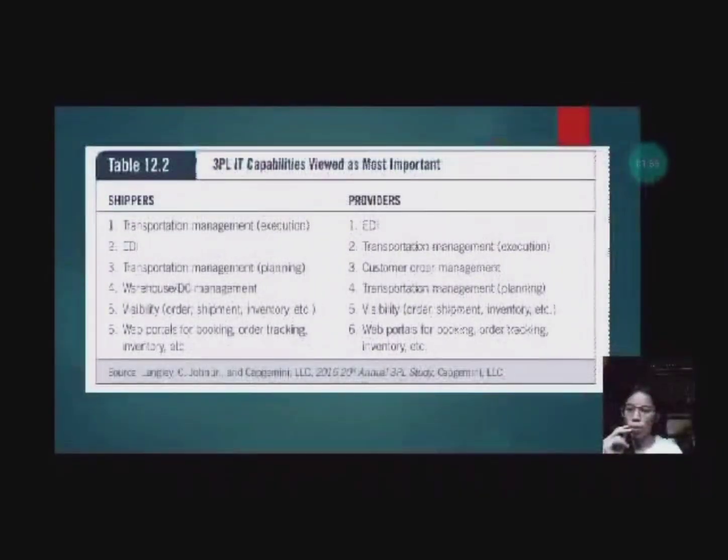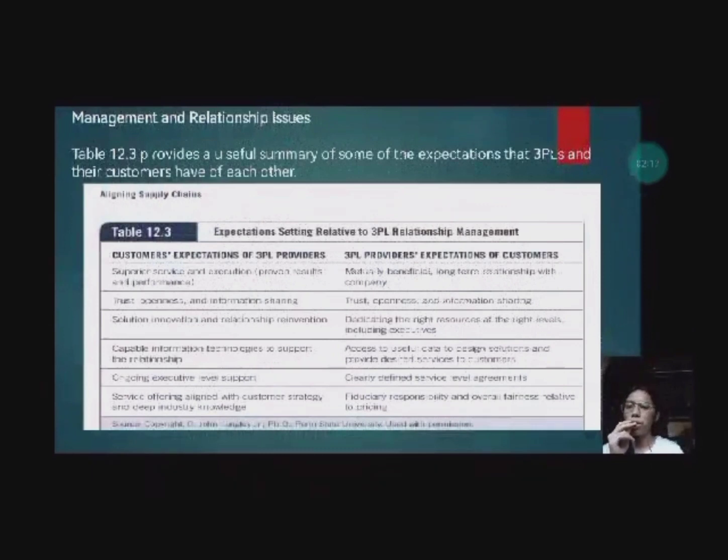Then next, number 6 is web portals for booking, order tracking, inventory, and etc. So online platforms that facilitate various logistics activities such as booking shipments, tracking orders, and managing inventory. Next is management and relationship issues. Table 12.3 provides a useful summary of some of the expectations that 3PLs and their customers have of each other. So aligning supply chains: expectation setting relative to 3PL relationship management.